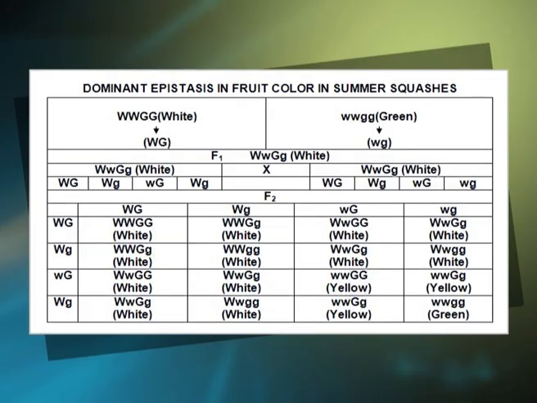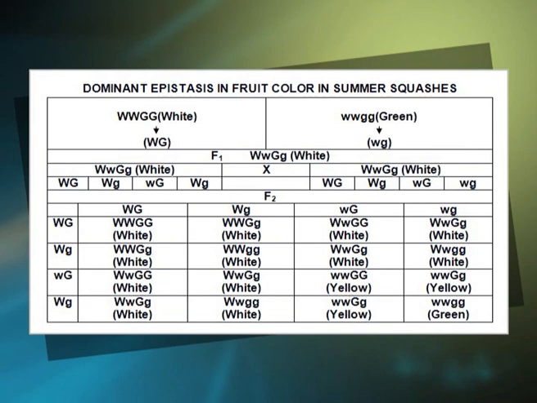When a white colored summer squash variety, wherein the genotype is capital W, capital G, was crossed with a green colored summer squash variety, wherein the genotype is small w, small g, all the F1 progenies are white in color and the genotype is capital W, small w, capital G, small g. The F1 plants were self pollinated among themselves.